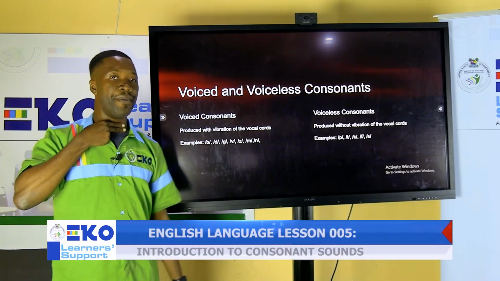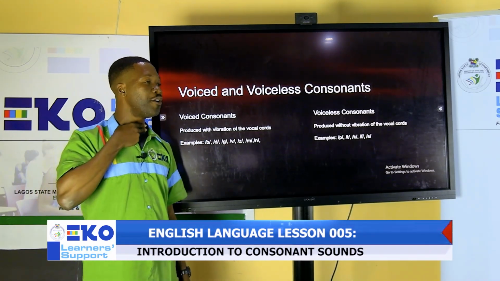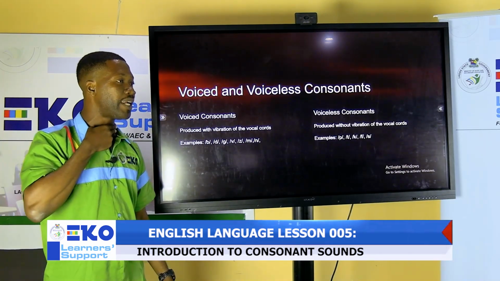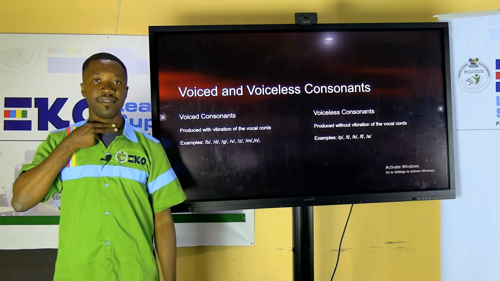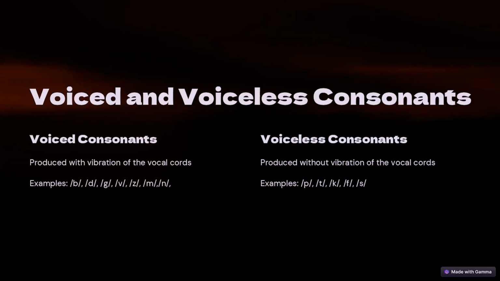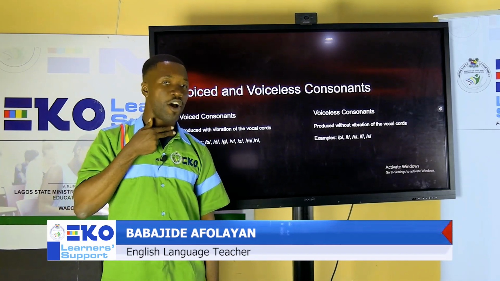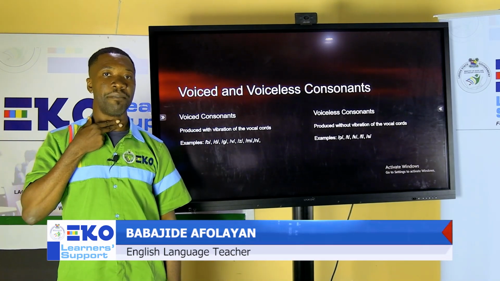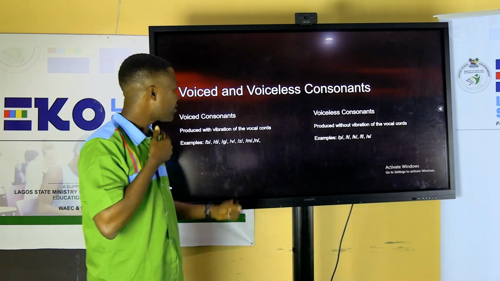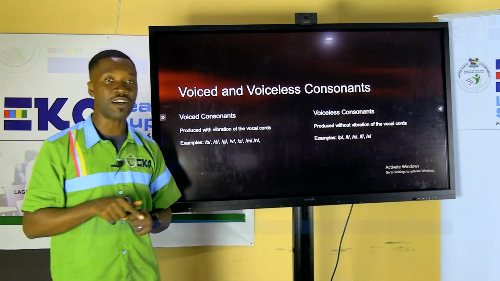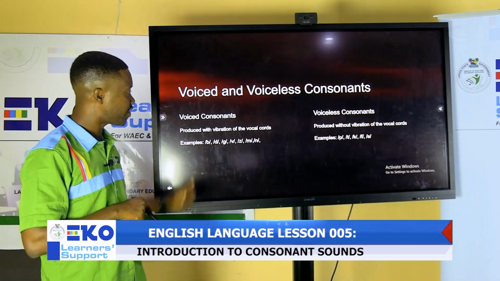Let's pronounce the sound B. You feel the vibration when you pronounce that sound. What about the sound D? There is vibration in your vocal cords. Also, the sound G. And we also have the sound V, the consonant Z, the consonant M, and the consonant N. We also have some other consonants that are voiced.